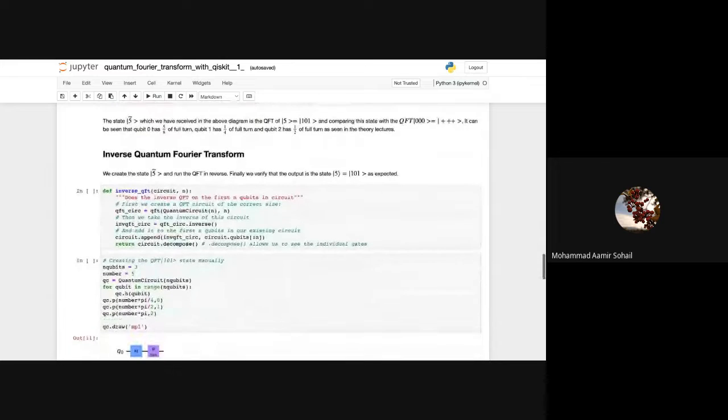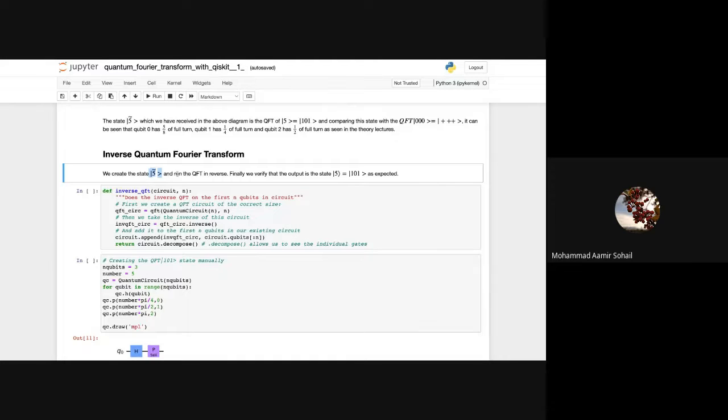Now we will see the other side of this Fourier transform, that is the inverse Fourier transform. The inverse Fourier transform is just the reverse operation of the quantum Fourier transform. You get this quantum basis, let's say 5 tilde, and you apply the QFT circuit in the inverse form. Not the reverse, actually the inverse form. Generally we take the inverse of some function, so similarly, this one is again the same thing.